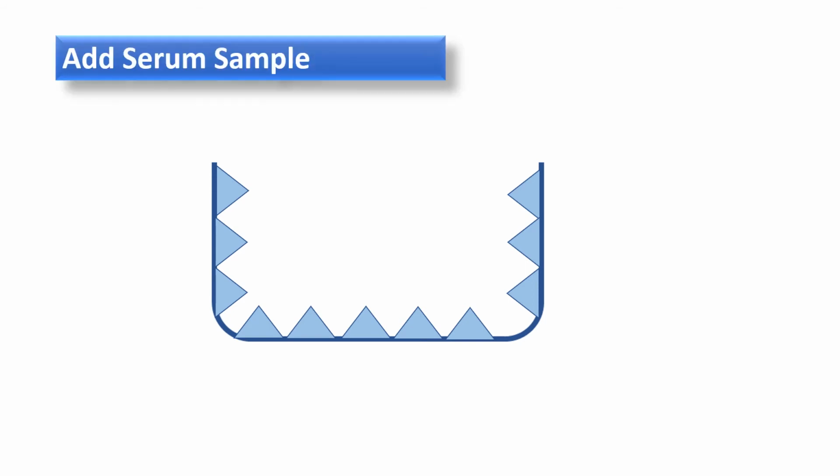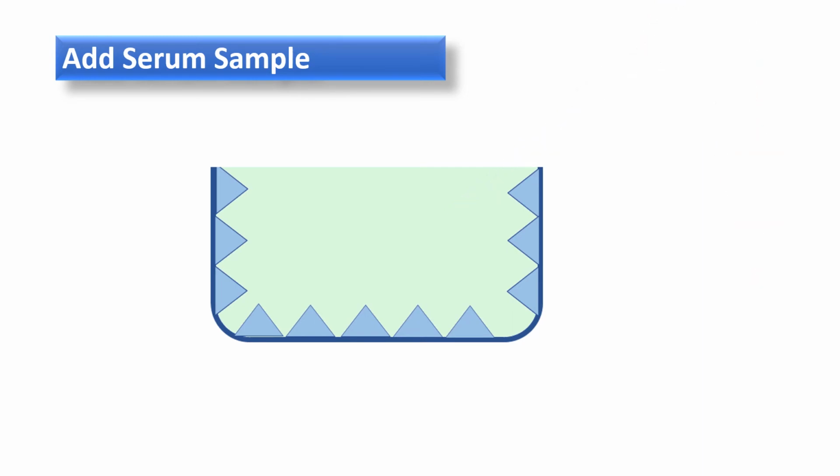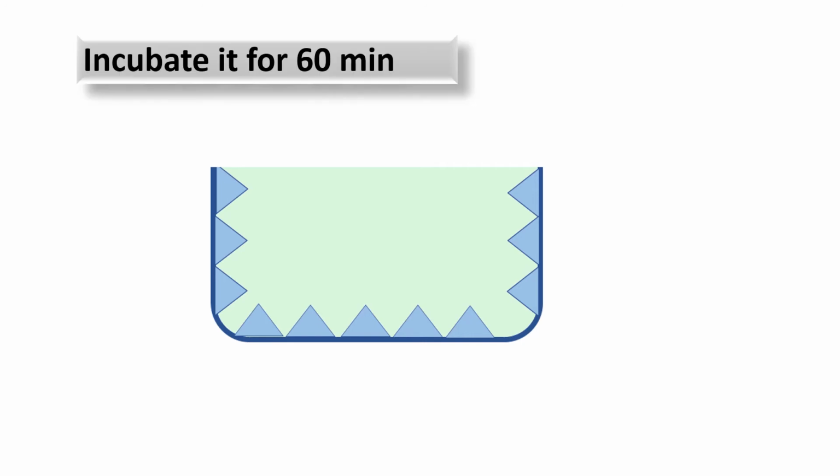We can block it here. You can see this. Now for convenience, I am not showing the albumin here. Now here we are adding the sample. So the sample is added here.